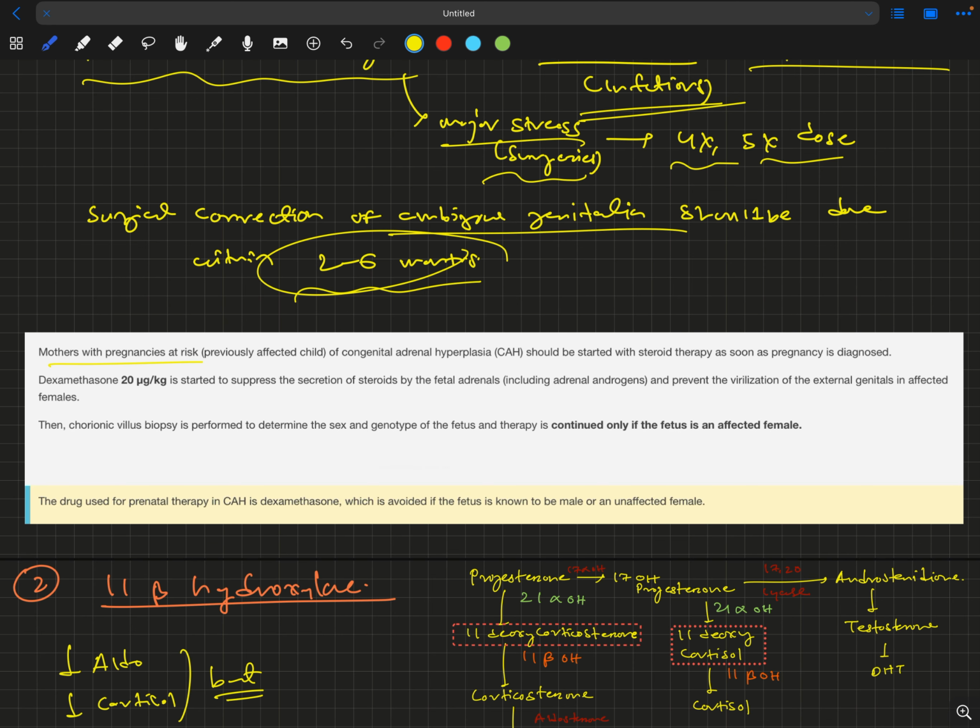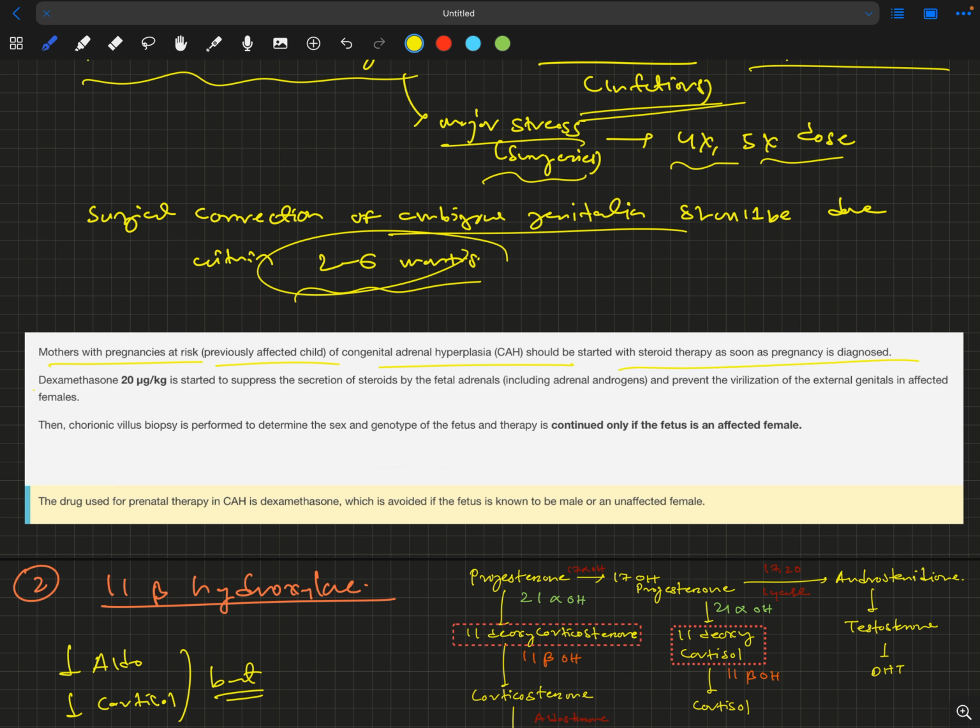Mothers who have a previously affected child are at risk, as it is an autosomal recessive condition. They can have multiple children; if one child is affected, another child can be affected. So it is an autosomal recessive condition. So a mother with a pregnancy at risk, with a previously affected child with congenital adrenal hyperplasia, should be started on steroid therapy as soon as the pregnancy is diagnosed.